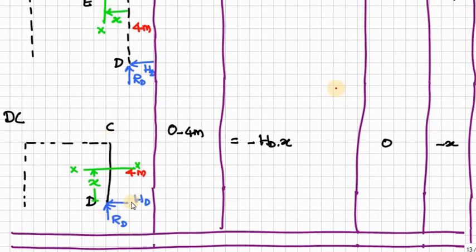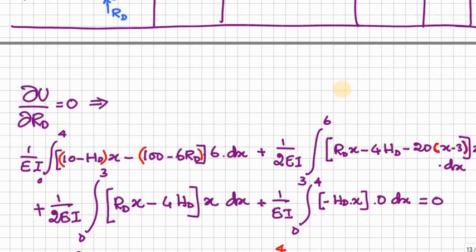Then here we have only HD involved. So HD into X, but negative moment, so minus. Then the derivative with respect to RD is 0 here because there is no term RD in this moment expression. Then the derivative with respect to HD is minus X. Now we can apply Castigliano's theorem, that is dou U by dou RD is equal to 0 and dou U by dou HD is equal to 0, one by one.